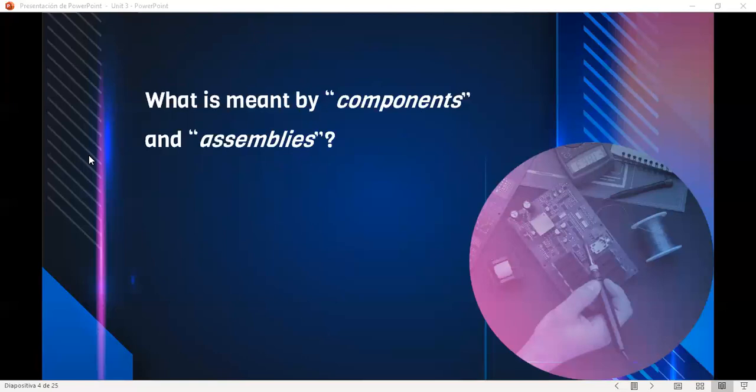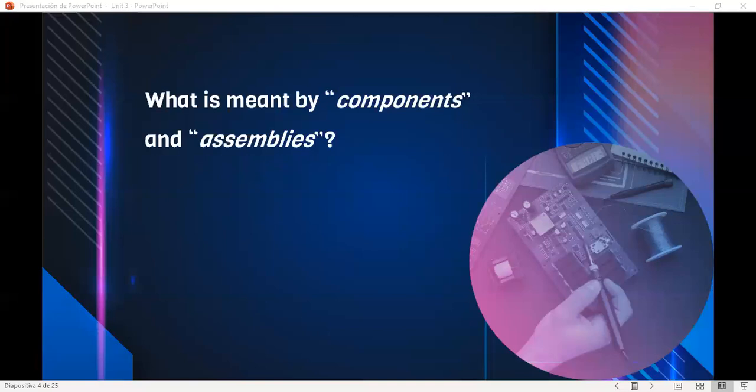Well, components refer to the element as usual. And assemblies are different components localized over each other, for example component one over component two. The keyword is the location of the group or subgroup of components. Okay, and that's it. Thank you.